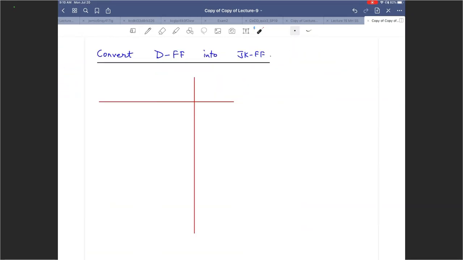To convert a D flip-flop into a JK flip-flop, we have a sequence of steps. This is probably the most interesting and, consequently, the most important part of today's lecture. How do we go from one flip-flop to the other? How do I design a JK flip-flop using a D flip-flop and others? Well, I do that by doing this. The first step is going to be to write the next state table.